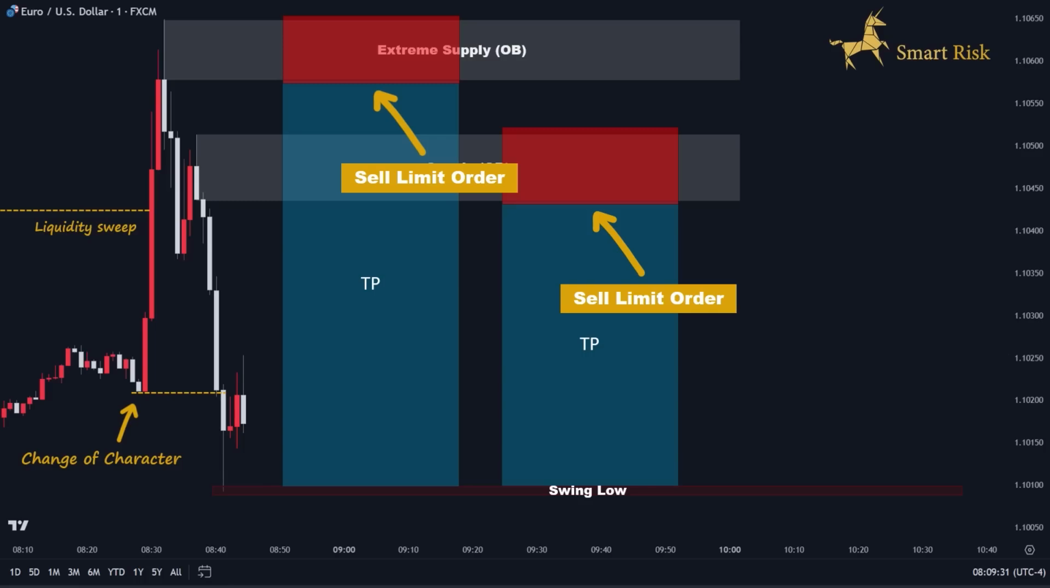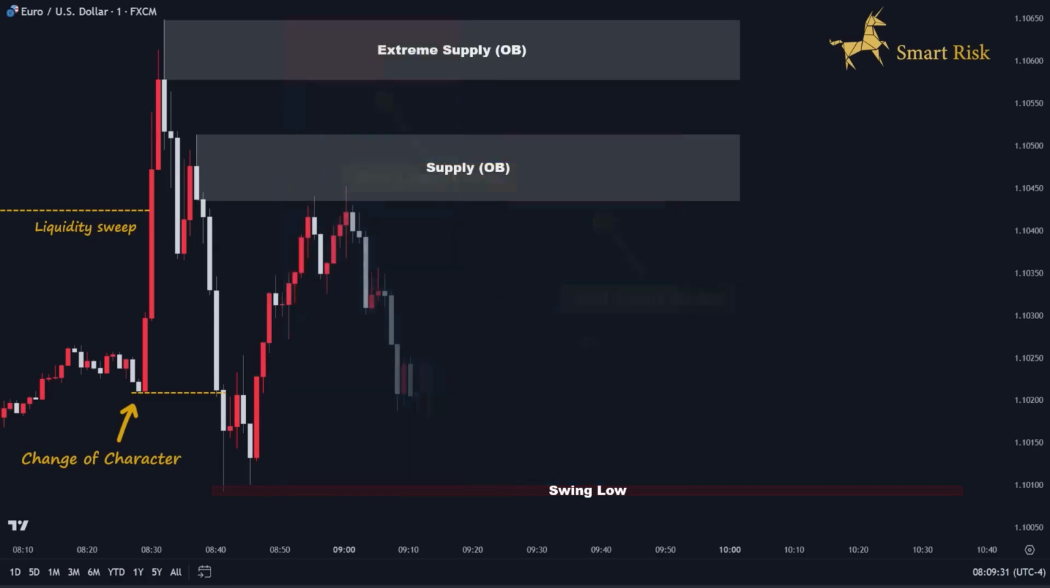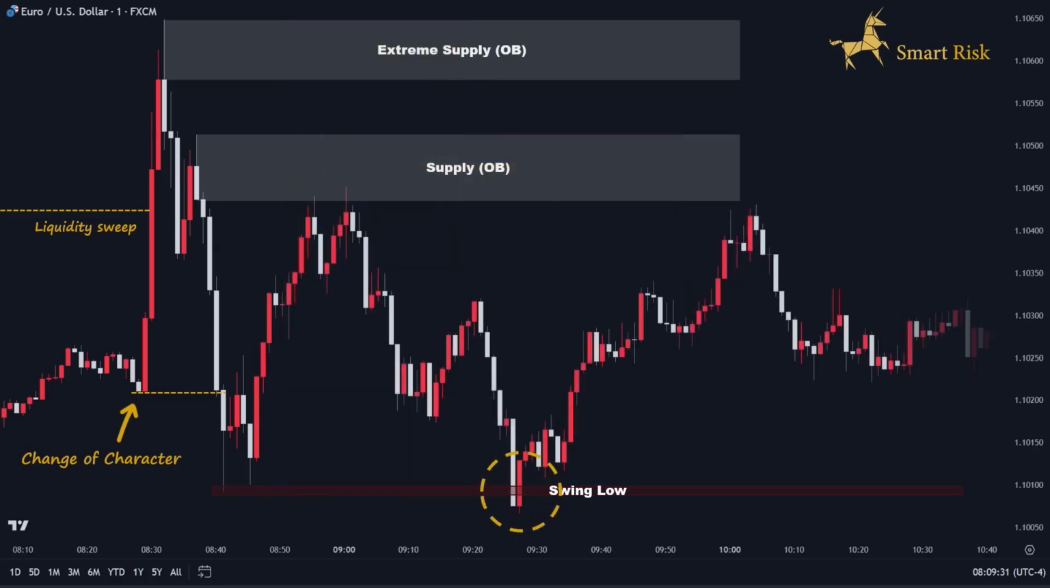As for the take profit targets, I've decided to set them at this recent swing low, as I anticipate that price will move in that direction. Now that we have placed our sell limit orders, let's see how the market reacts and see if our trade setups play out successfully. As the trade progresses, we can see price initiating a downward movement once our initial sell limit order is executed.